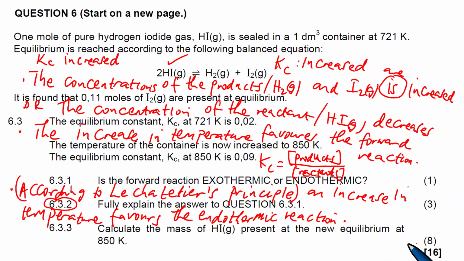Now for 8 marks, let's calculate our Kc here. Calculate the mass of hydrogen iodide present at the new equilibrium at 850 Kelvin. So now we have two Kc values, 0.02 at 721 Kelvin and 0.09 at 850 Kelvin.